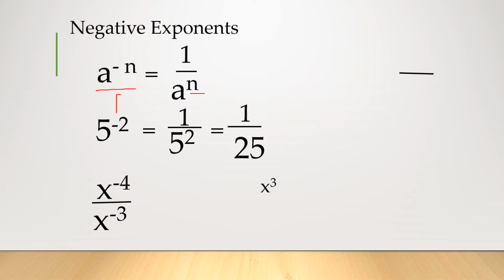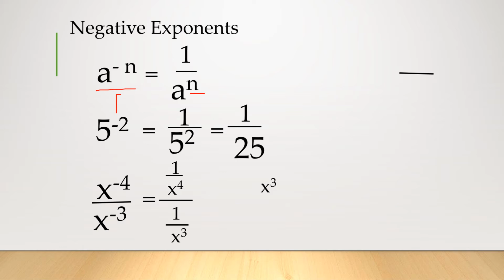So numerator has a negative exponent, same as the denominator. So first, let's apply the law of exponent here for negative. It means that we are going to get the reciprocal of the numerator first. 1 over x to the fourth power divided by 1 over x to the third power, or x cubed.